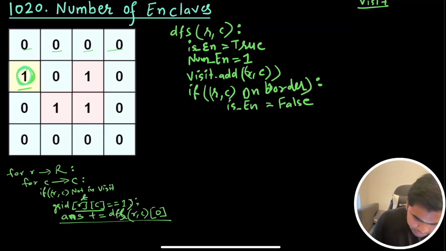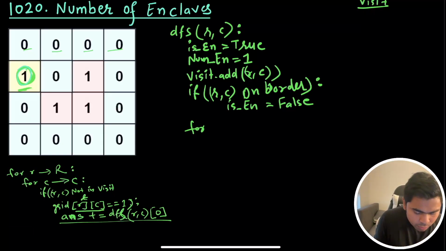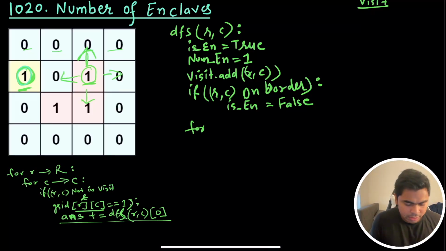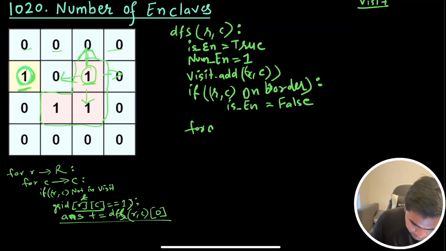Now let's get into all the directions. Because this one is on the border, it will become false, it's not an enclave. But later, let's say if you started exploring this one, here you want to explore its neighbors to check if this is part of the border, or if not, then how many ones it is connected to, and if those ones are also not part of the border. Clear, very clear.